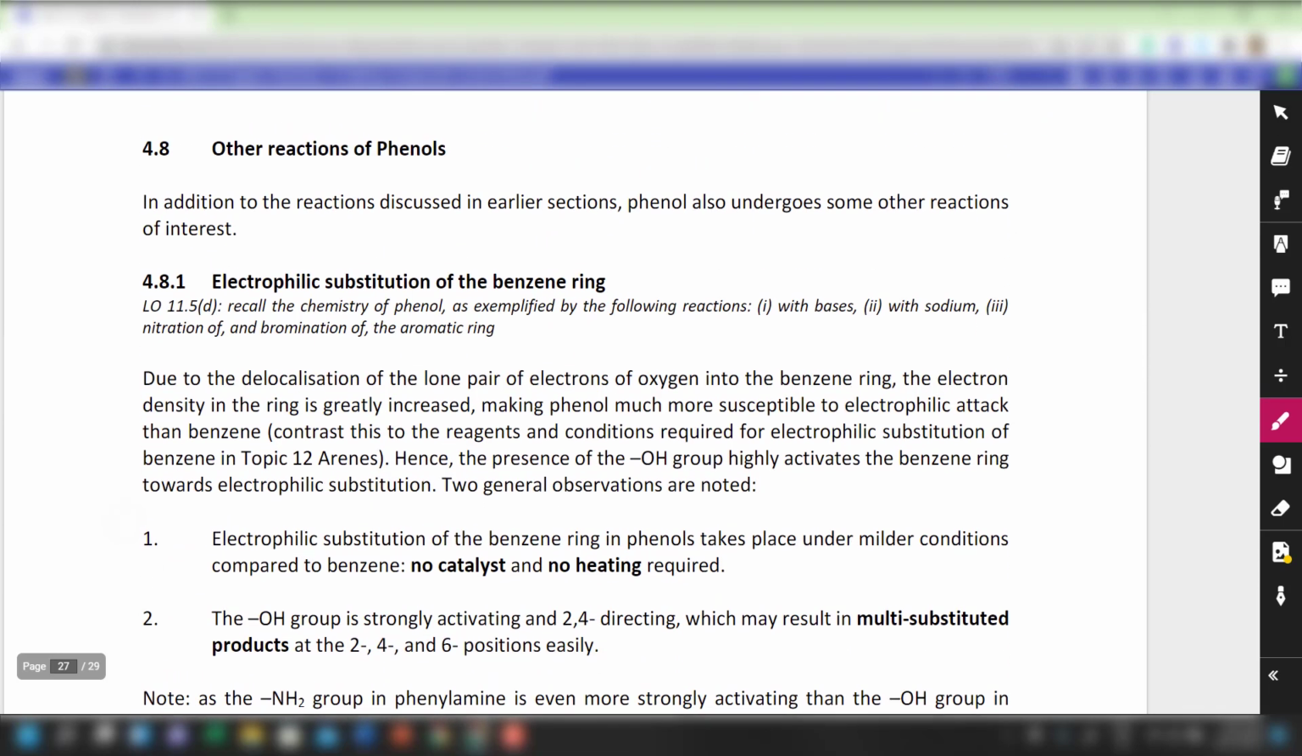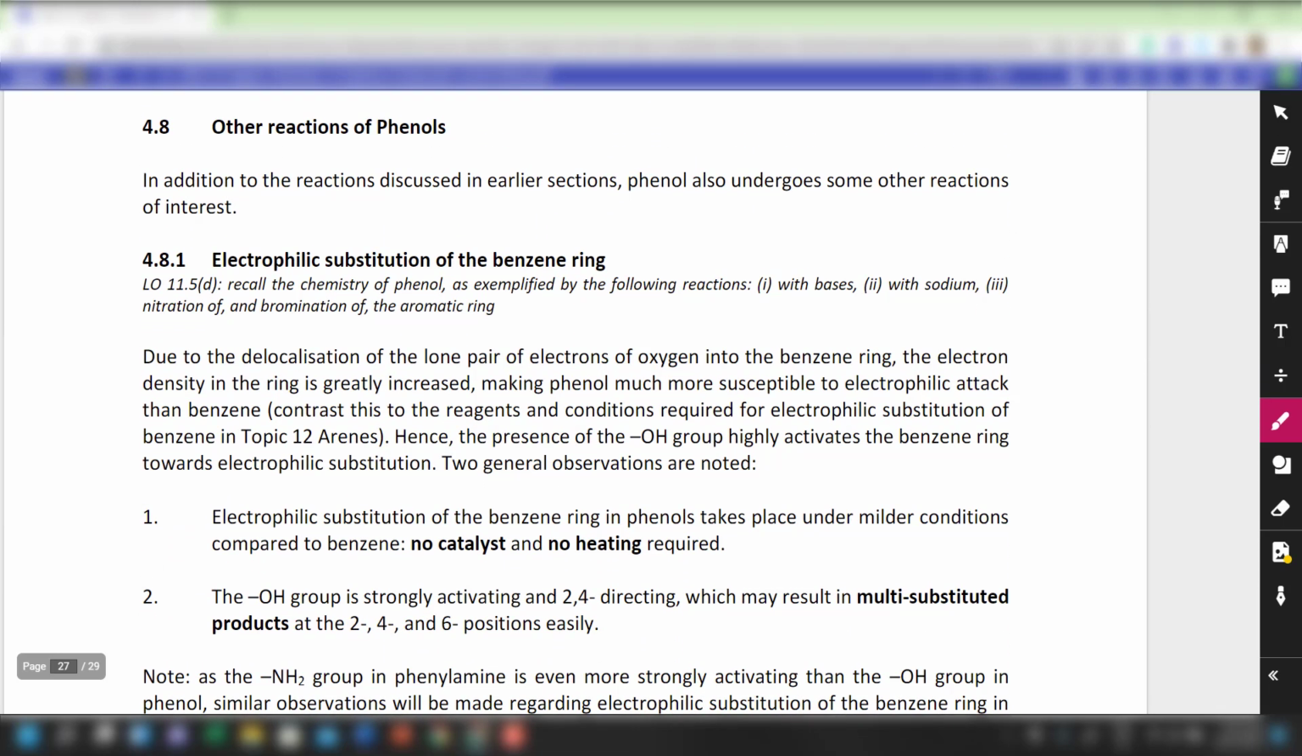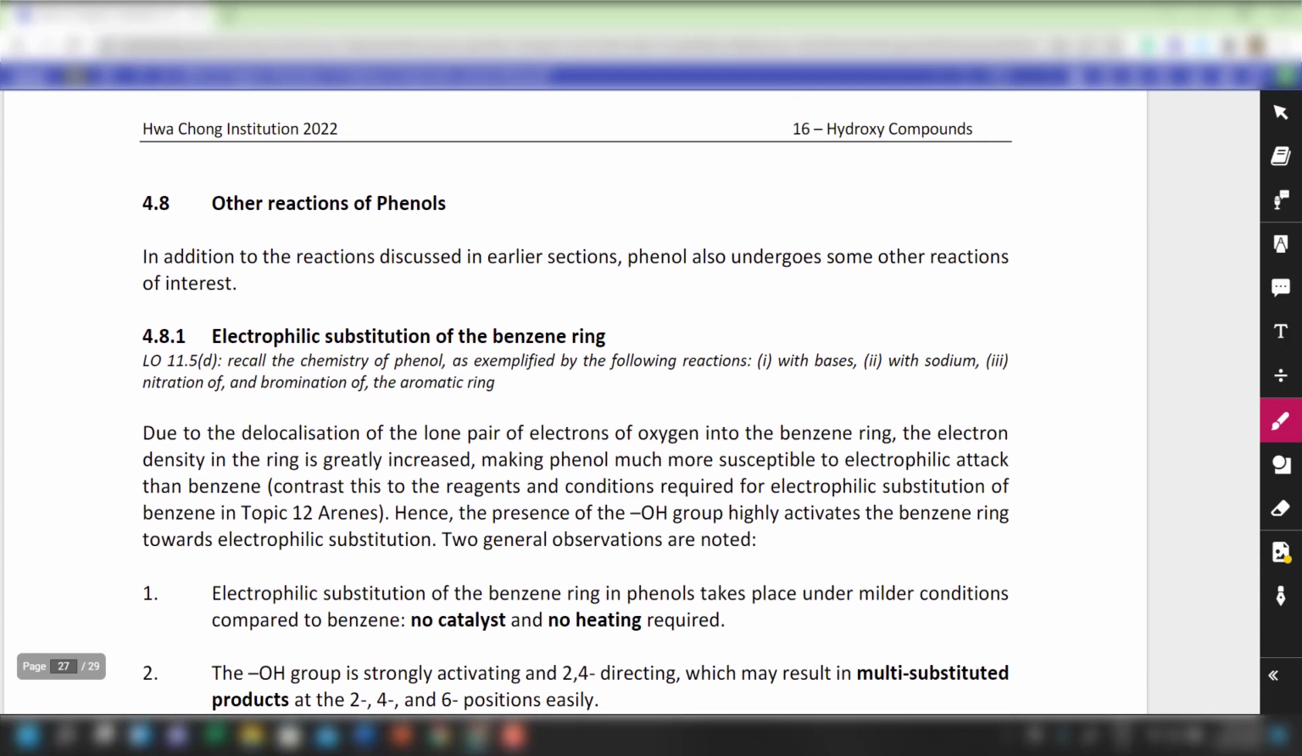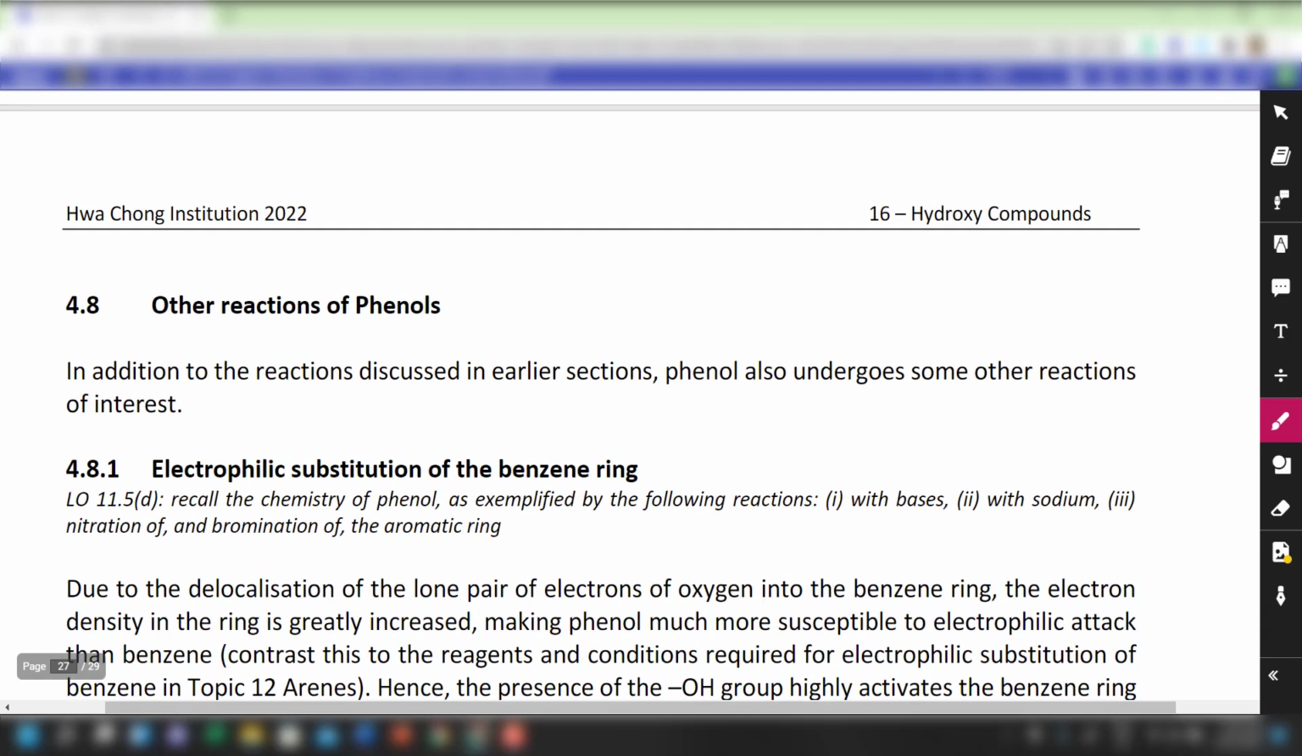Next we're going to look at other reactions of phenol. Of course phenol undergoes electrophilic substitution, but phenol has something really interesting because it has an OH group directly bonded to the benzene ring. The OH group is what we call sigma withdrawing and pi donating. This is something which I often mention in class. I don't know whether you can recall, so I'm just going to briefly mention it over here. What do we really mean when we say sigma withdrawing and pi donating?